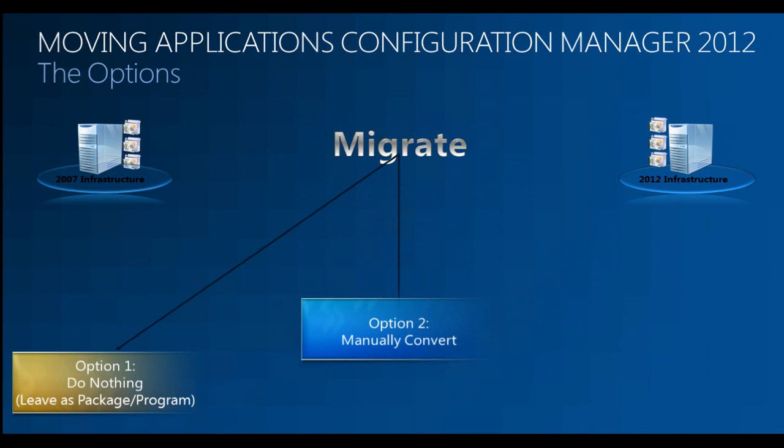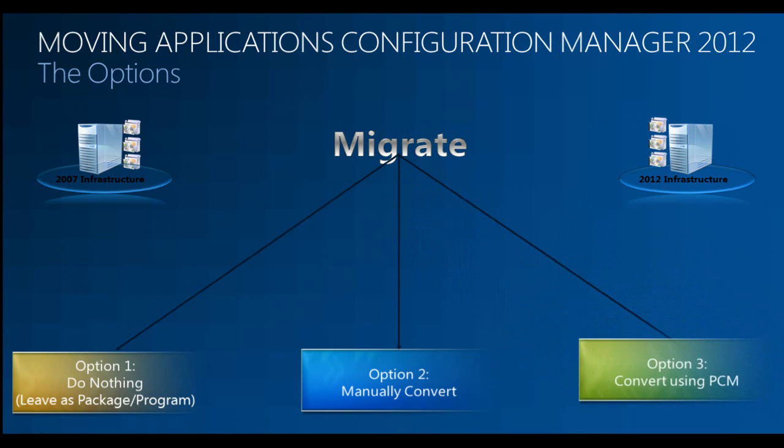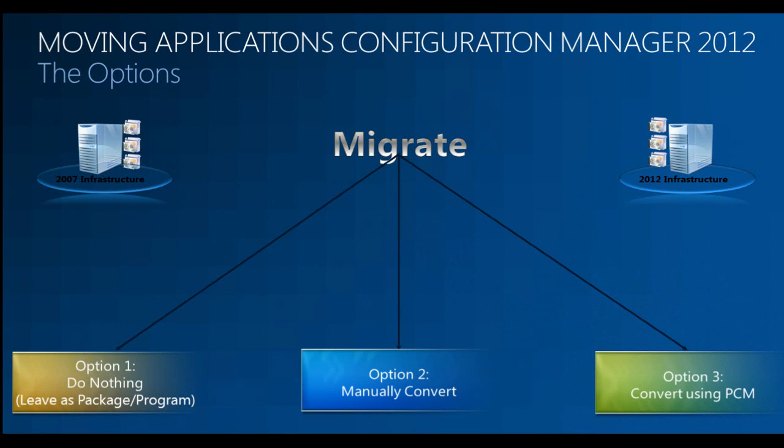You can manually recreate or convert them, so you can go in and create a new application, associate it with that content, create deployment types and requirement rules, fill out the wizard that's there and create them yourselves. Or you can use PCM. The goal of PCM is to help you convert them automatically, and to get a feel for what the packages and programs in your environment look like. Are they automatically able to convert? What kind of work or effort is going to be involved in converting them using our tool set, or maybe manually converting them?